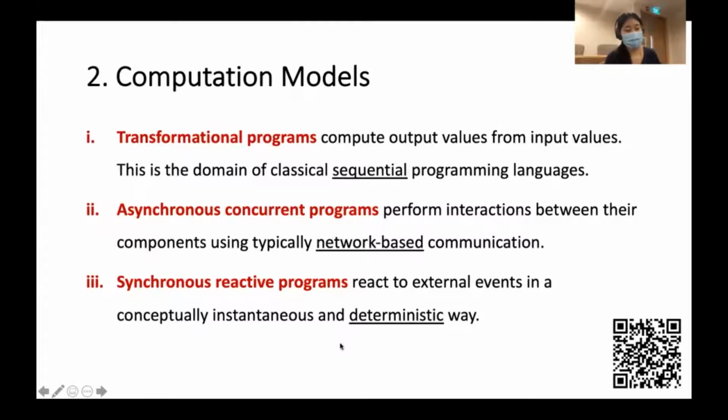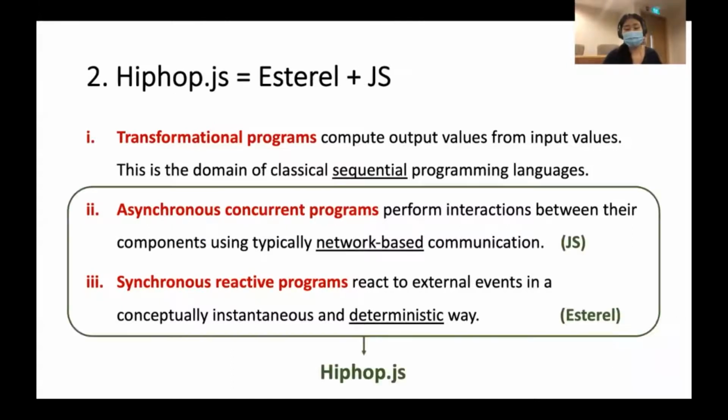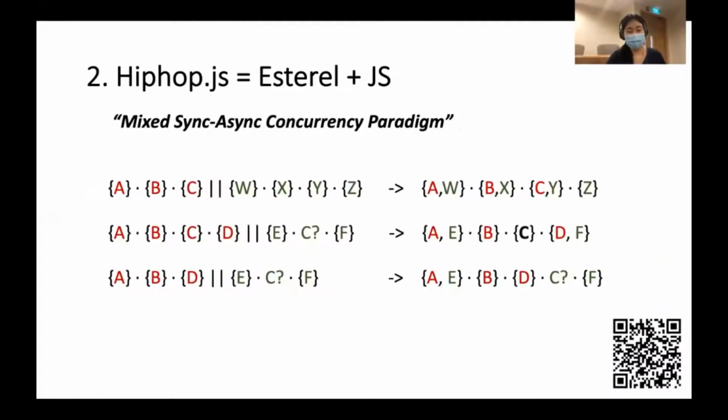And the last one is the synchronous reactive program. It reacts to external events in a conceptually instantaneous and deterministic way. The first two are represented by JavaScript and Esterel. Then HipHop.js is the combination of both. To better understand what difference is made by combining these two languages, let's look at the first example.